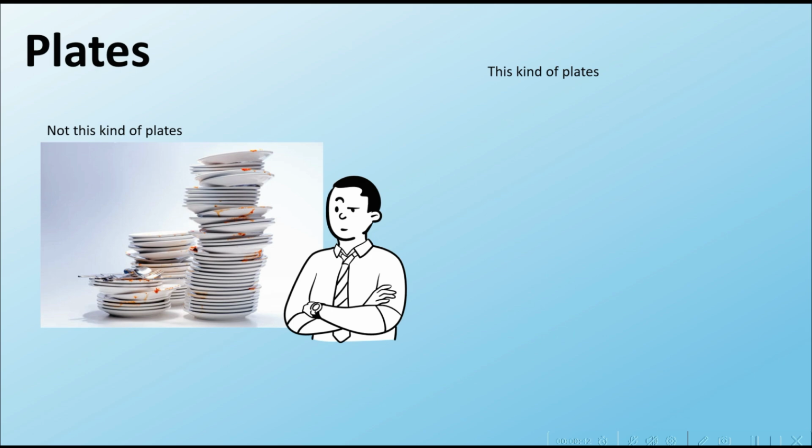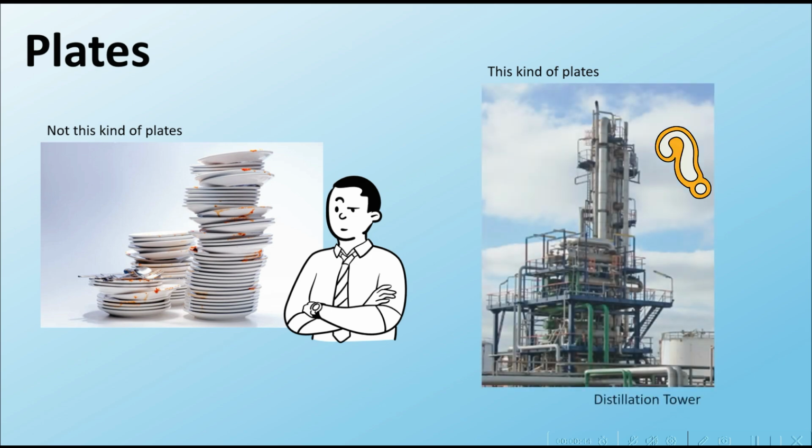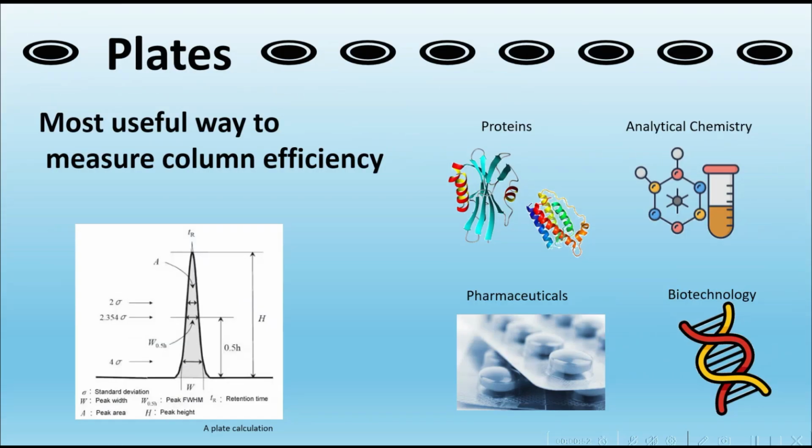Plates. Not those kinds of plates, though. These kinds. The kind from a distillation tower. Theoretical plates are the most useful way to measure the efficiency of a column. I'm mostly going to be describing theoretical plates in terms of proteins, because that's what my channel focuses on. But if you're working in analytical chemistry, pharmaceuticals, or biotech, understanding this concept is crucial for optimizing your separations.